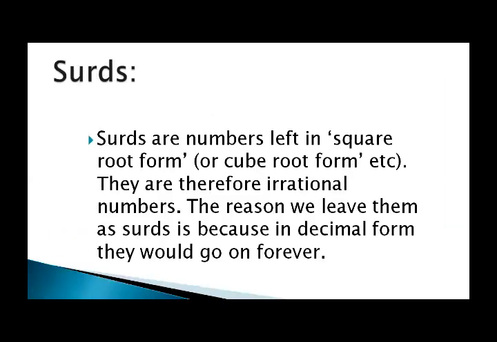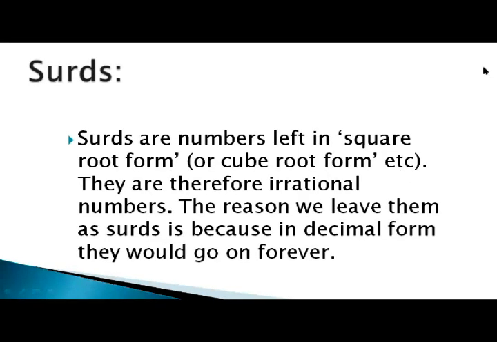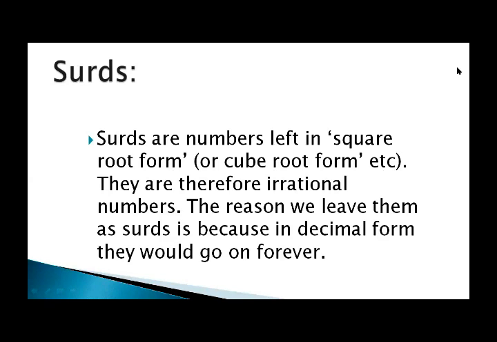What are surds? How will we define surds? Surds are numbers left in square root form or cube root form, or fourth root, fifth root, whatever the value of your index. They are therefore irrational numbers. The reason we leave them as surds is because in decimal form they would go on forever.